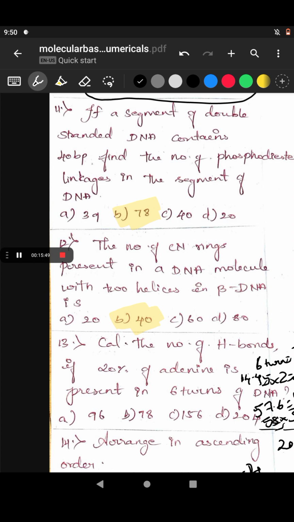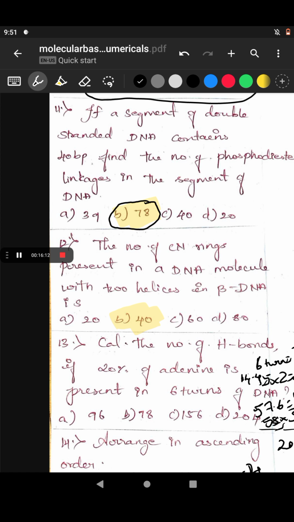But within 40 base pairs, the linkages come as 39. So 39 into 2, 78. Every base pair has 2 phosphodiester bonds. On that basis, 39 into 2, 78. So the answer is 78 phosphodiester linkages.